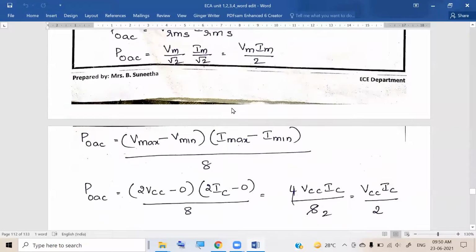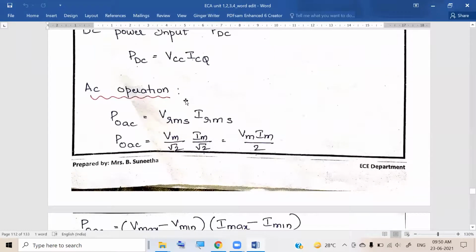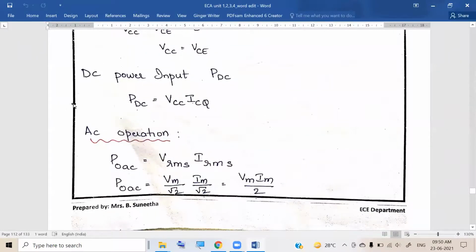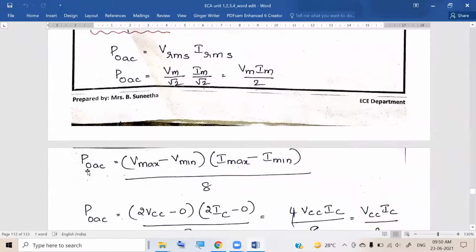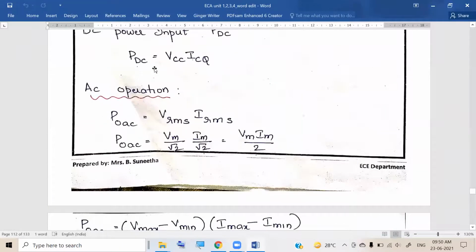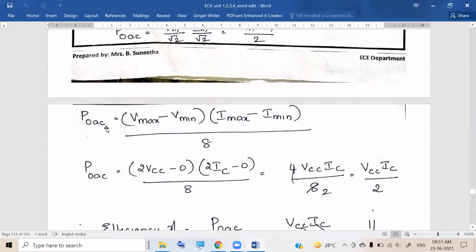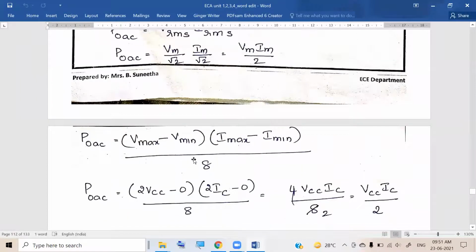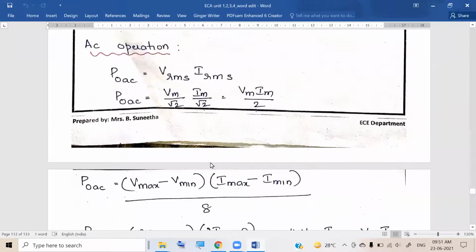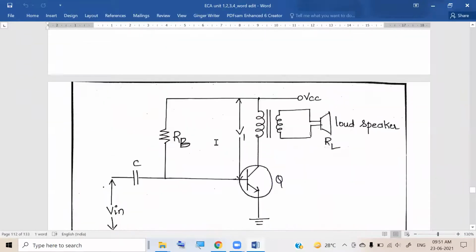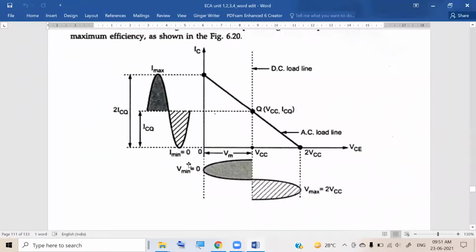What I am trying to say is, this part is again the same as the previous case. It's like buy one, get one free. The input DC power and the output AC power expressions, till here, are the same. Next, only these values change. Anyway, Vmin and Imin are zeros, so that is also the same as the previous case. Vmin here is 0, and Imin along the y-axis is 0.